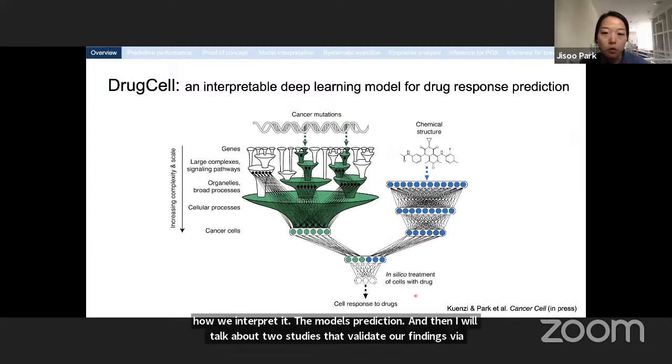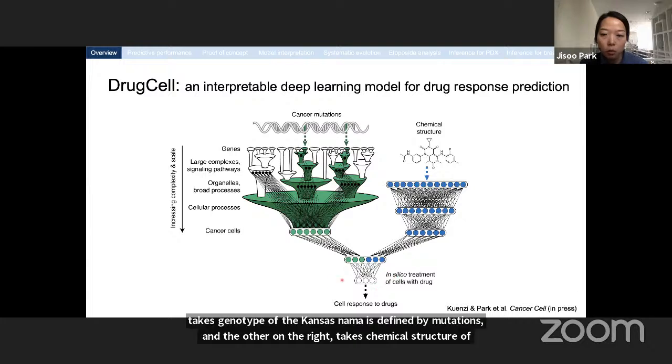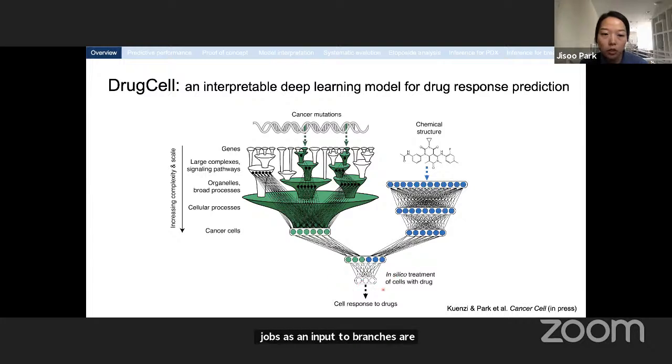First of all, this is the overview of the model structure. Unlike conventional deep learning models, the DrugCell model has two branches. One branch on the left takes the genotype of the cancer cell lines defined by mutations, and the other on the right takes the chemical structure of drugs as an input. The two branches are wired together in a shallow, fully connected neural network to combine the information learned in the two separate branches to make a final prediction for drug response.